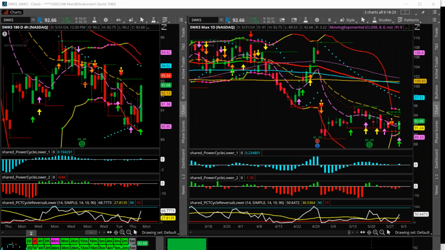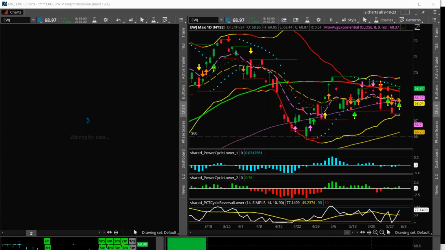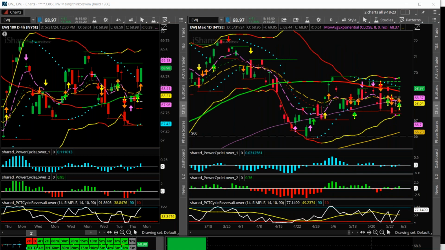SWKS, nothing there really. Here's one that looks kind of interesting. Here's EWJ. I put this on the watch list, potential buy setup here. EWJ is the Japanese ETF. You can see it's starting to develop a daily squeeze, and it's showing a cycle reversal here. Momentum cycle 1 and 2 going positive with the moving average cross. So this one has potential. Gonna watch that one.